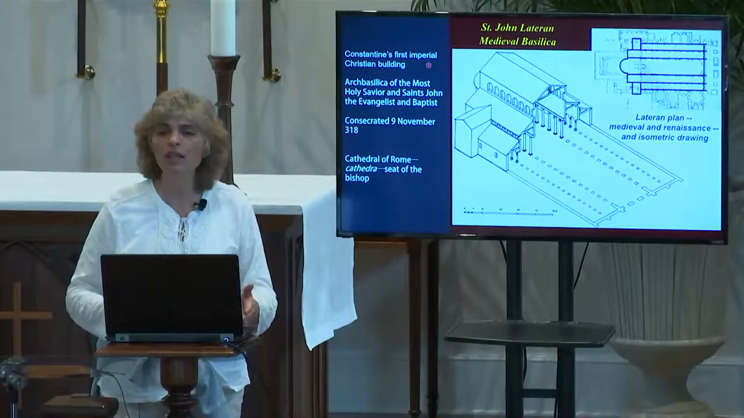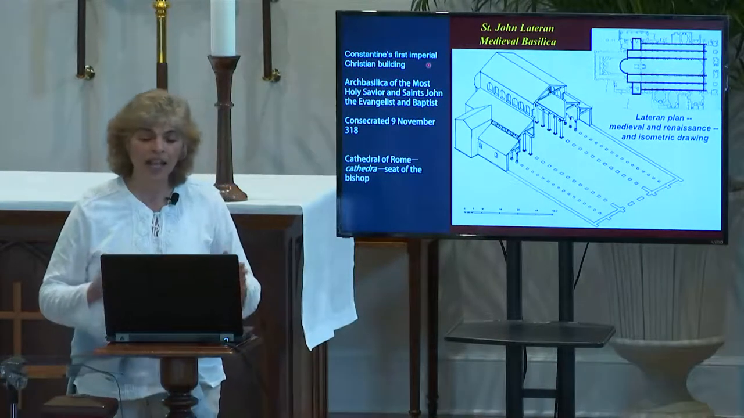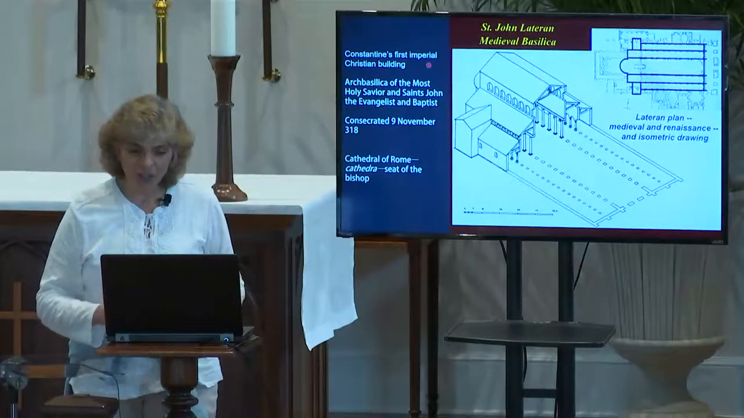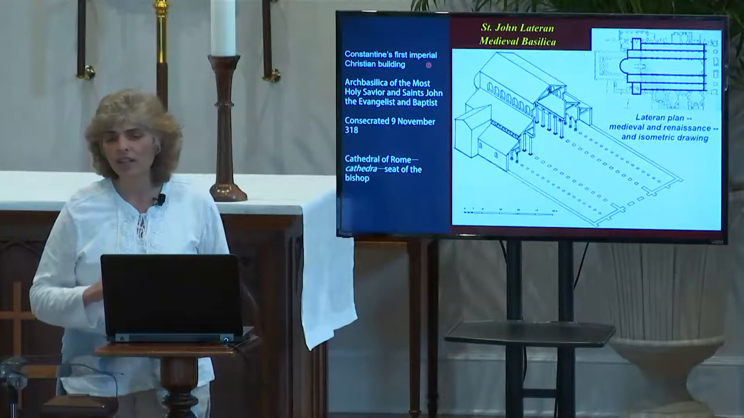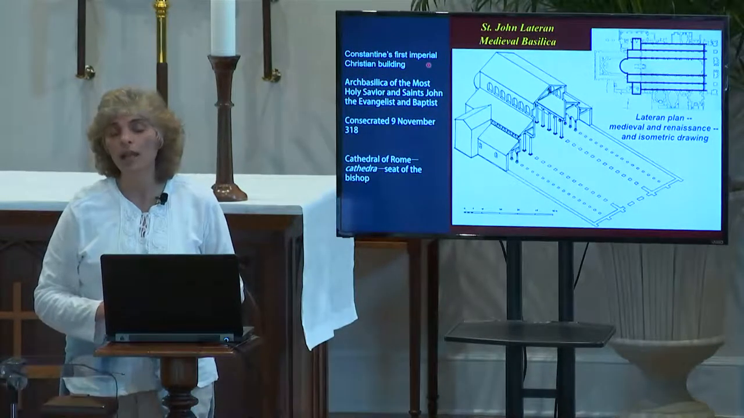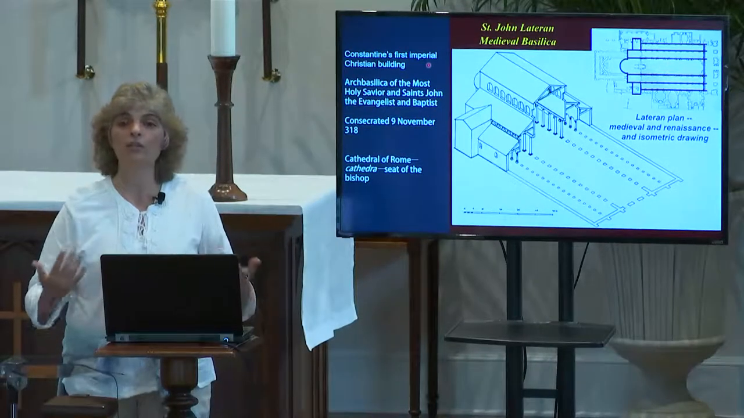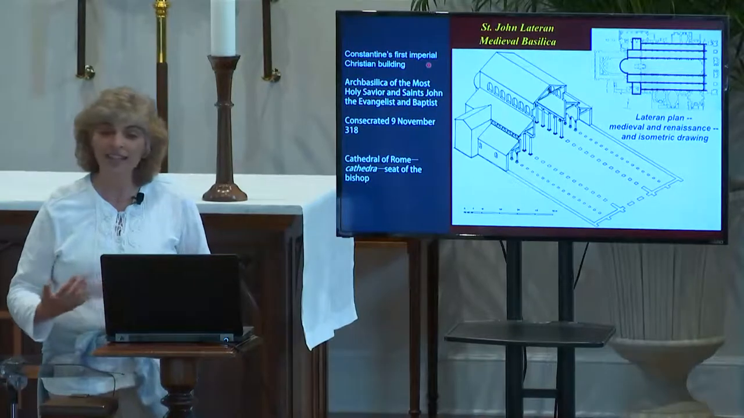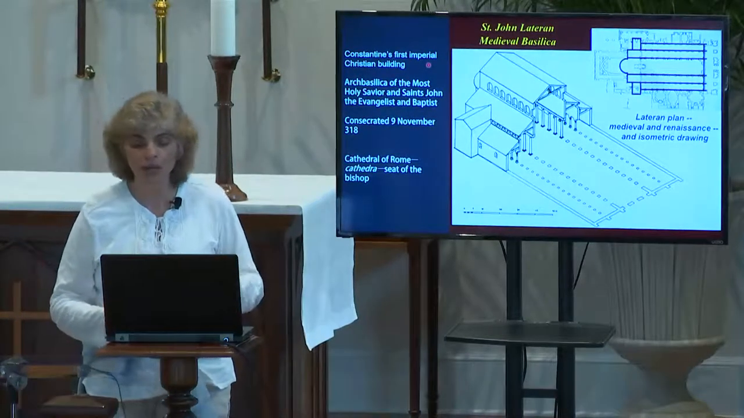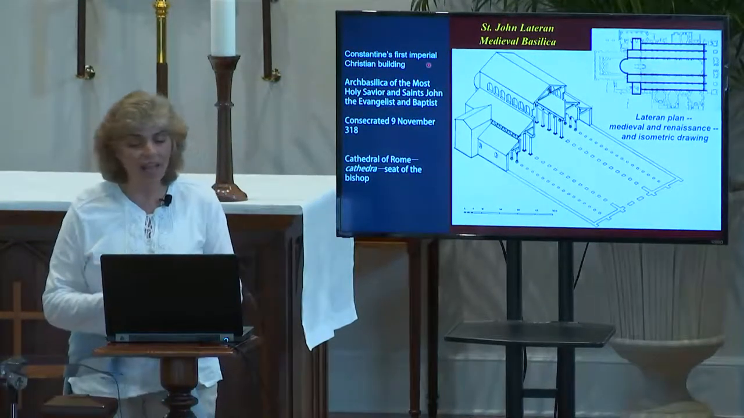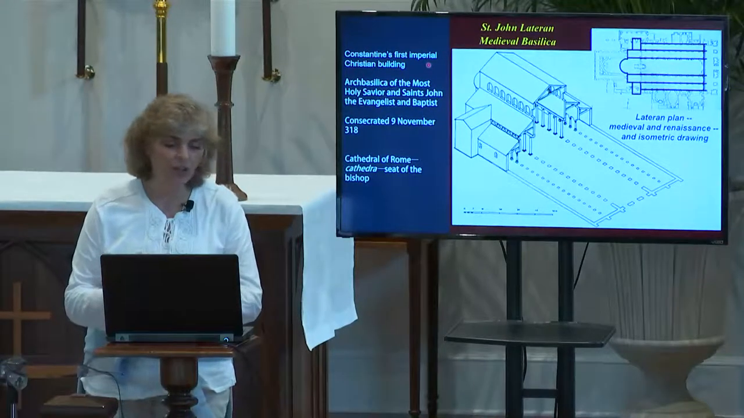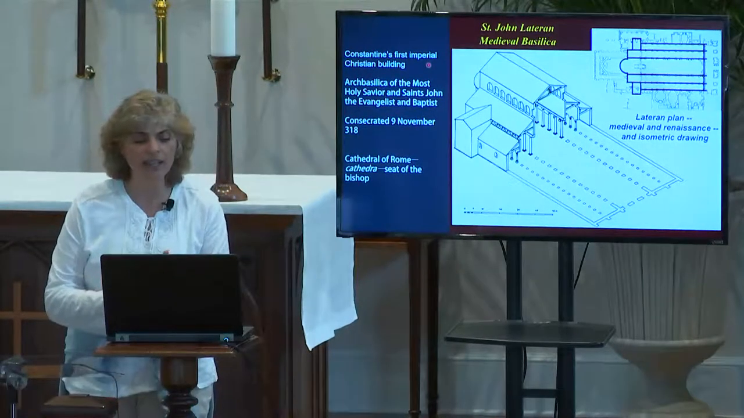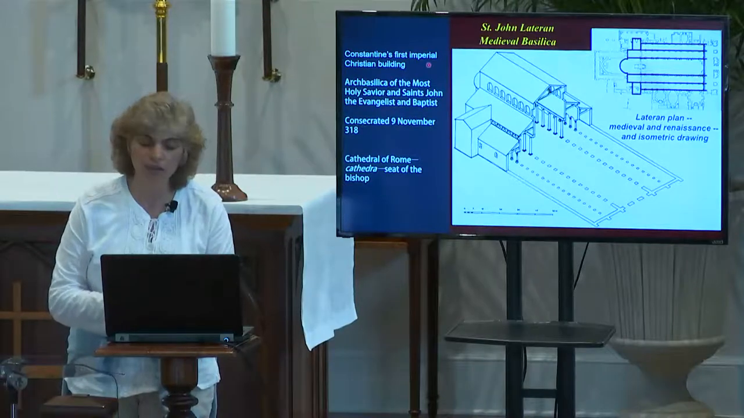And that's what the cathedral means. It's the seat of the bishop. Even today, that church, San Giovanni in Laterano, is the official cathedral of Rome. You know, many people are confused. They think St. Peter's Basilica, the heart of Vatican City, is the cathedral. It's not. That's actually a martyrium, which marks the grave of Peter. But in any case, that basilica dedicated to the Holy Savior was consecrated on the 9th of November in the year 318.